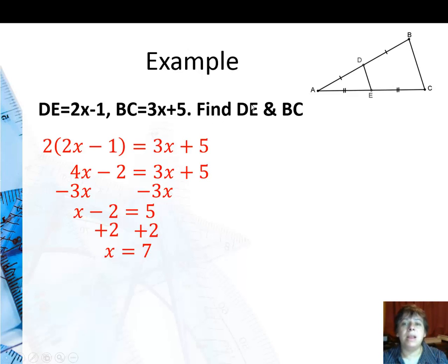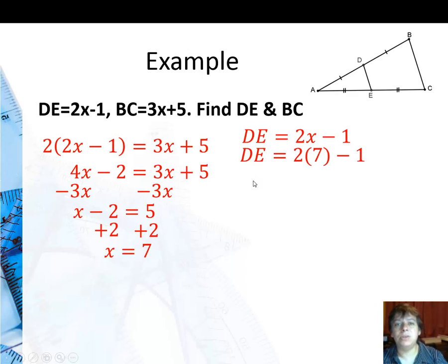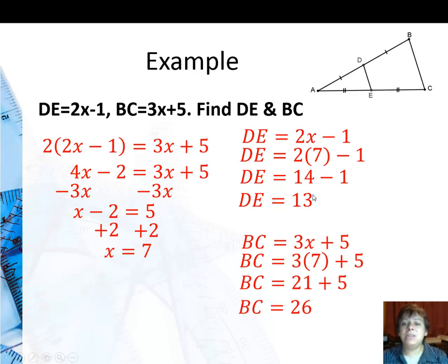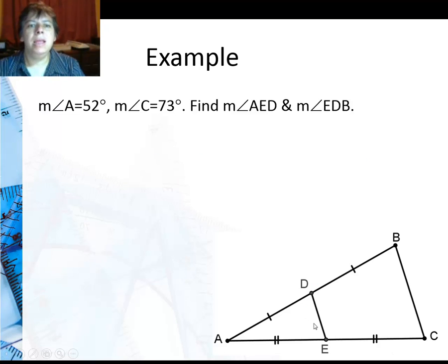Well, I'm not done. I was actually looking for the length of DE and the length of BC. DE is 2x minus 1, so I substitute in the x, which is 7. 2 times 7 minus 1 is 14 minus 1, or 13. I do the same thing for BC, which is 3x plus 5. So it's 3 times 7 plus 5, 21 plus 5, or 26. And that's good, because DE, you can see, is 13. The base is 26. The midsegment should be half of the base. So this makes sense. Now we're going to look at some angles created by midsegments.